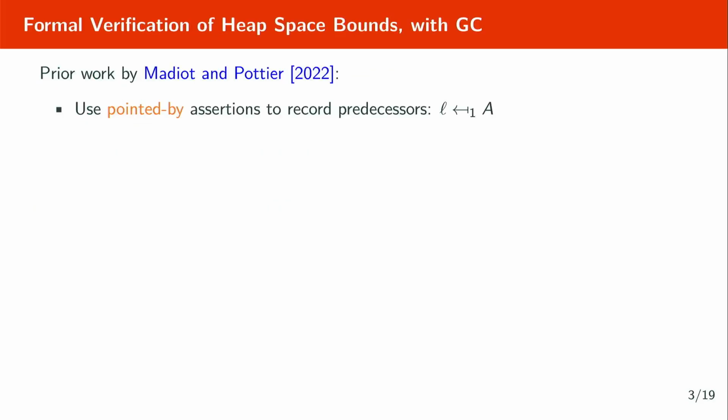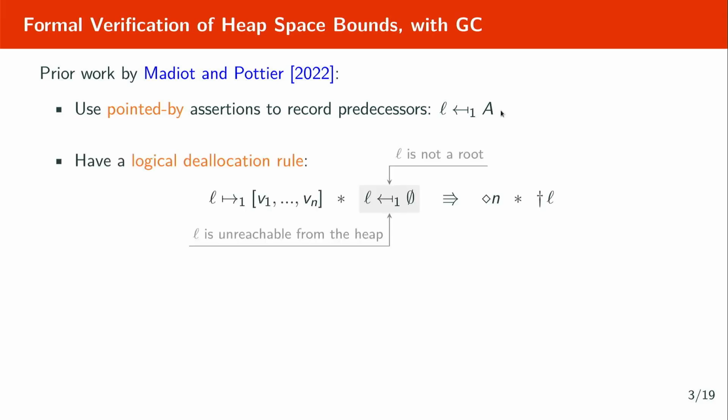And prior work was made last year by Jean-Marie Madiot and François Pottier, where they used pointed-by assertions to record predecessors. With this pointed-by assertion, location L is pointed by the multiset of locations capital A. And crucially, they have a logical deallocation rule. This means that if L points to a valid block with n values, and if L is unreachable from the root, and unreachable from the heap, then this is a purely ghost, purely logical operation. By giving up these two assertions, the user gets back n space credits, the space of the now unreachable block, and dagger L, a proof of unreachability of L.